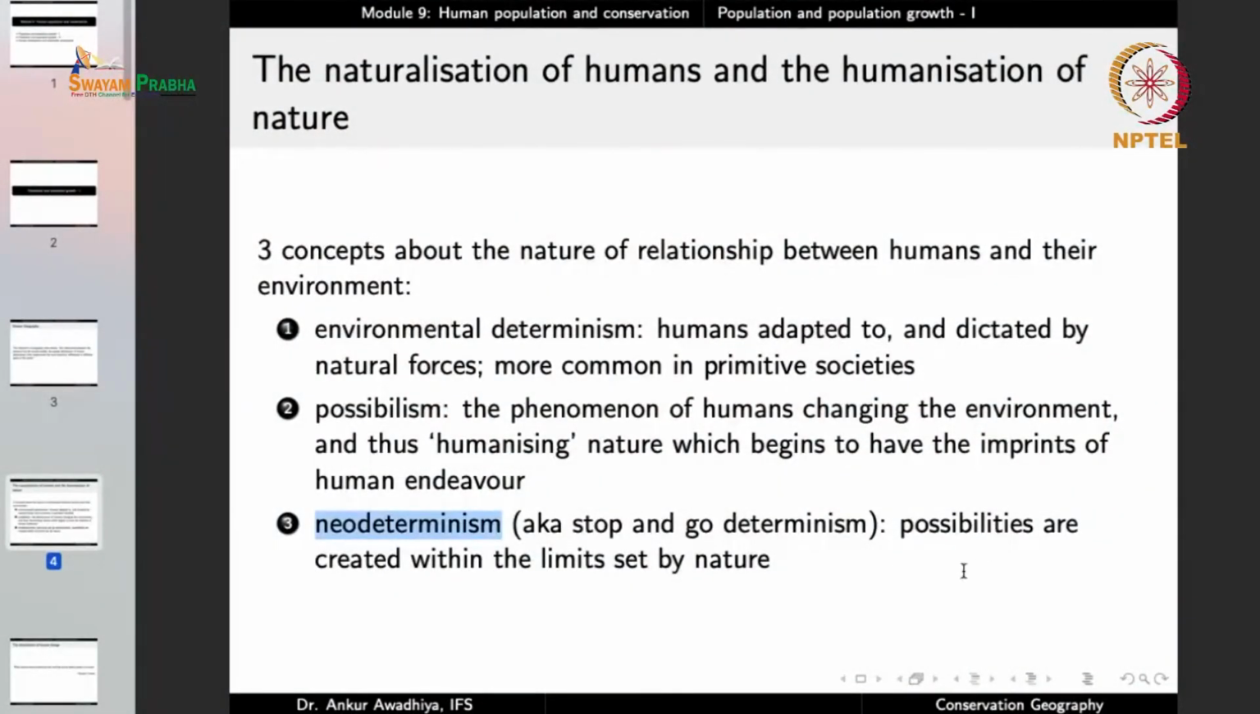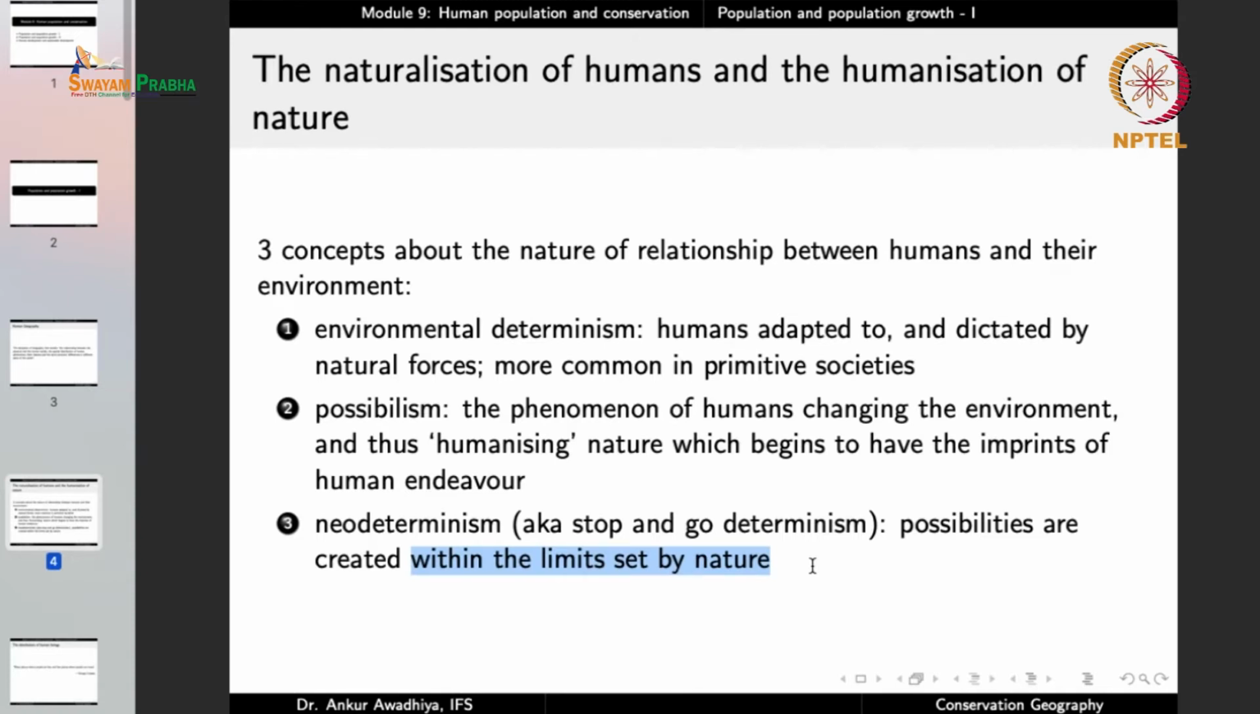So the stop and go determinism states that, okay, we can change things, but the environment still dominates. Things can only be done to a certain limit. Possibilities are created, but within the limits set by nature. We cannot overdo these limits.